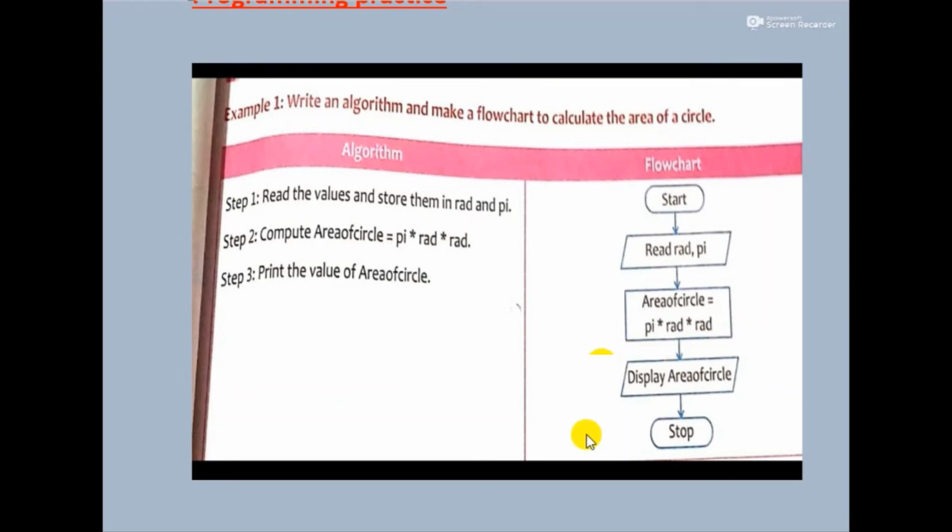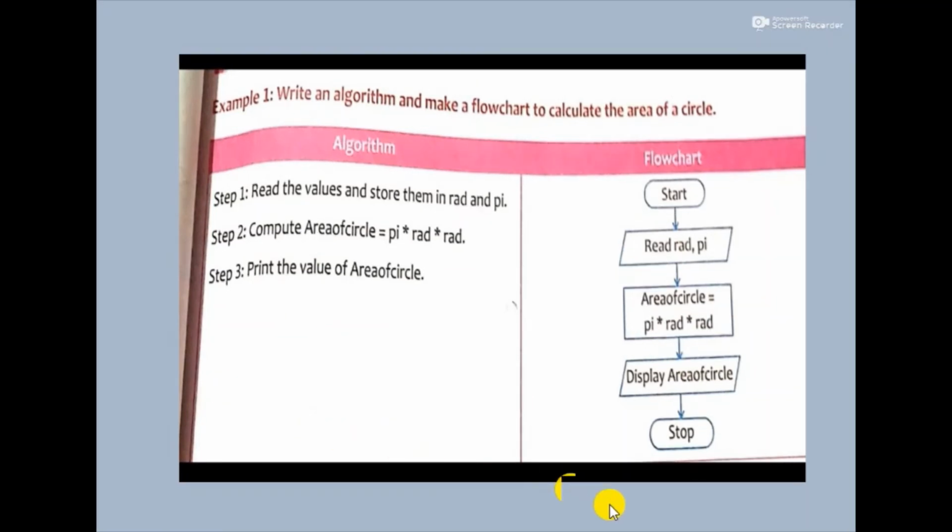The next box is the output box, and this output box is used to display the area of circle which is calculated in the processing box. The last box is the stop box, which indicates that this flowchart has ended here. So this is the flowchart of this algorithm which is used for calculation of area of circle.